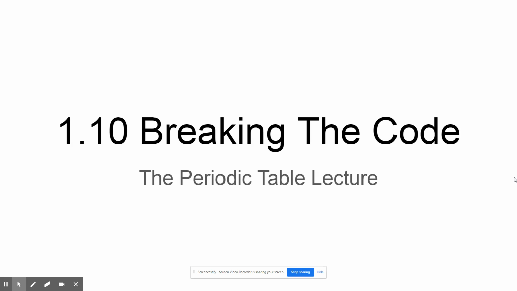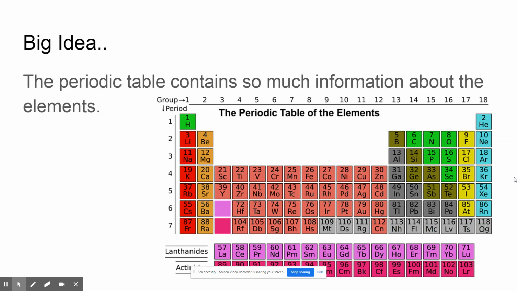So this lesson, the main idea here is, what information does the periodic table reveal about the elements? Those generic patterns or trends that you should have noticed in lesson 9, they're going to make a little more sense with this lesson. The periodic table contains so much information about the elements.